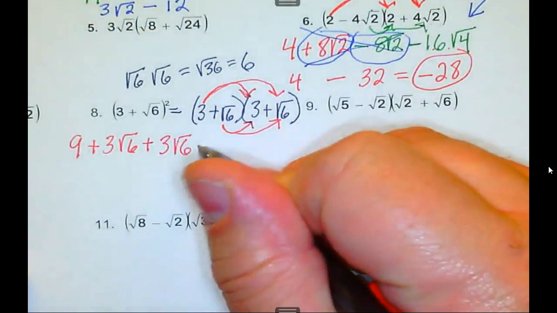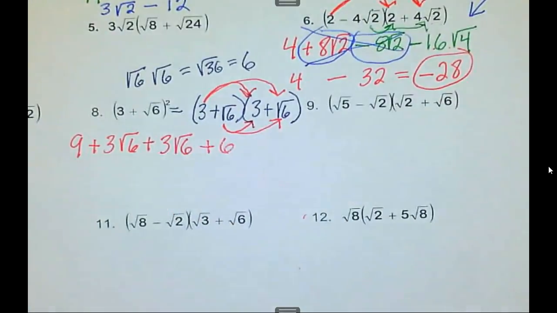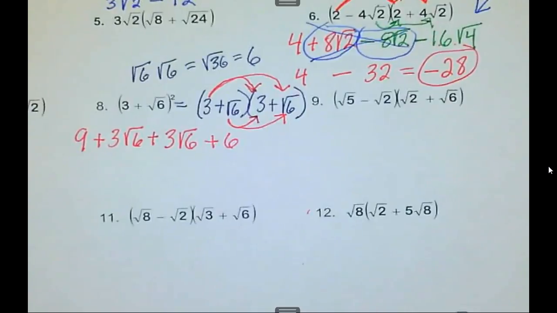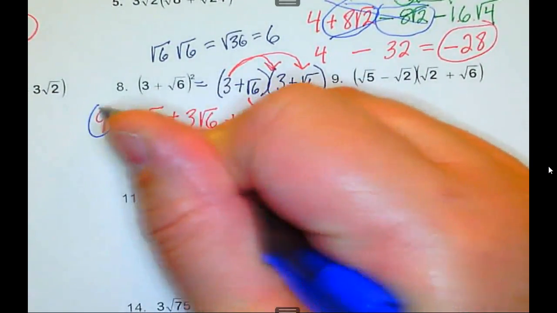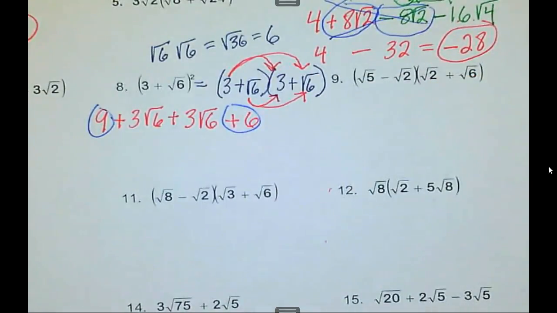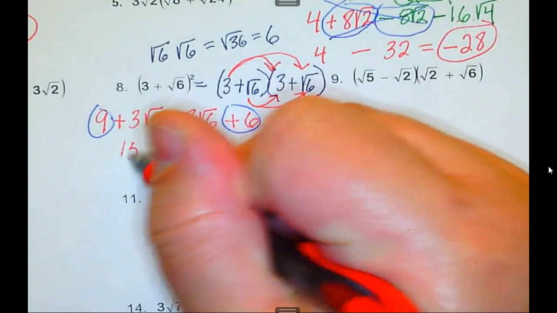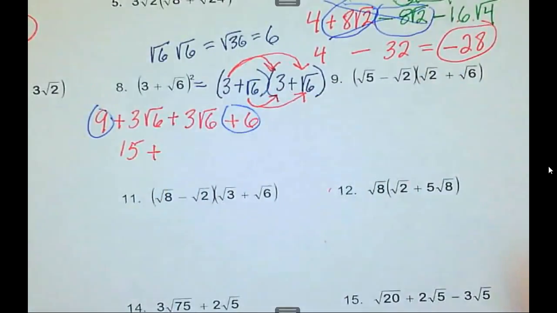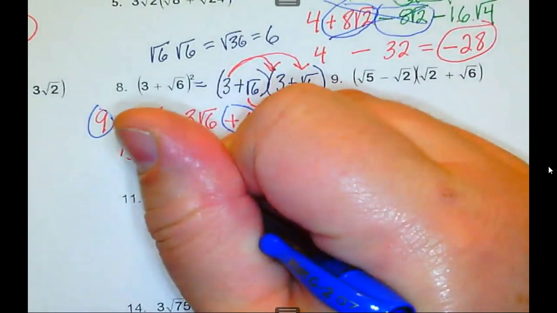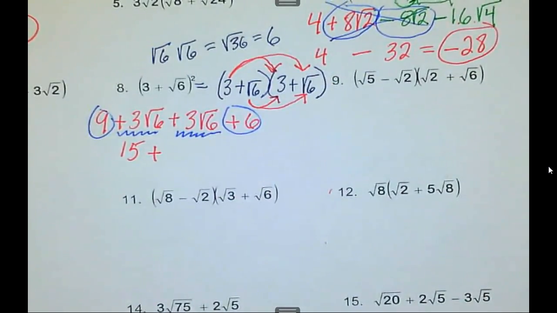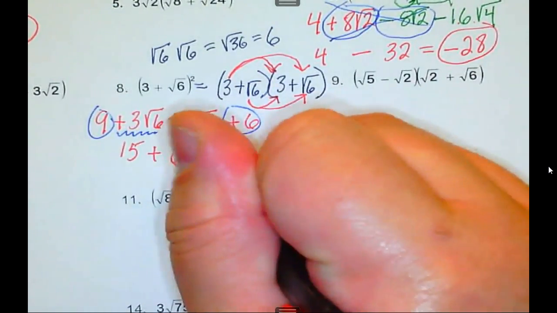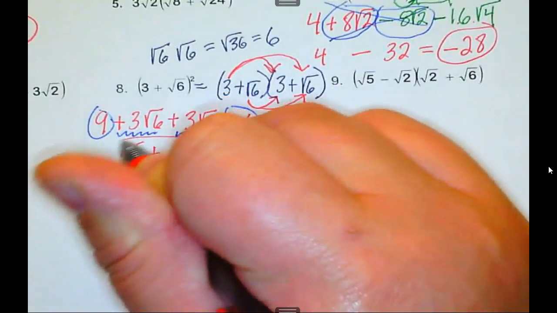Okay, so I'm just going to put in here plus 6. Combine your like terms. Let's see, I got a 9 and a plus 6. Gives me 15. And I also have a 3 radical 6 and a 3 radical 6. That gives me 6 radical 6. Awesome.